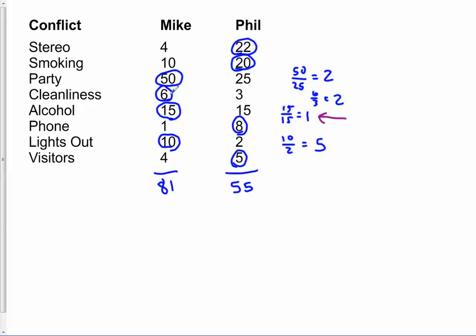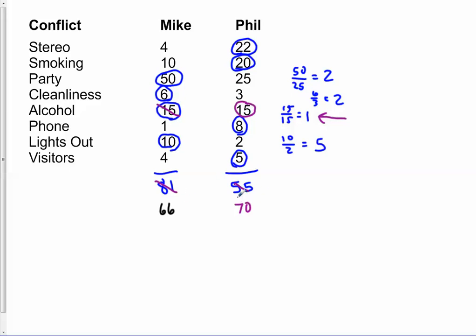All right, so the way this works is now we try to move the issue from the winner to the loser and then see how the points go. But if we were to move this over to here, Mike's points would go down by 15, which would put us at 66. And Phil would go up by 15, so he would be at 70, right? So if we moved alcohol over to Phil, then Phil would have more.